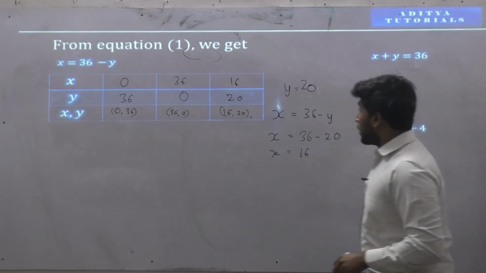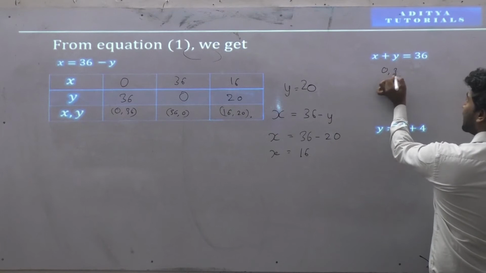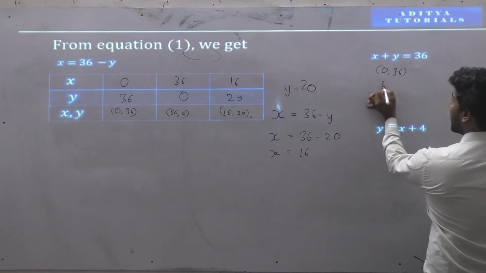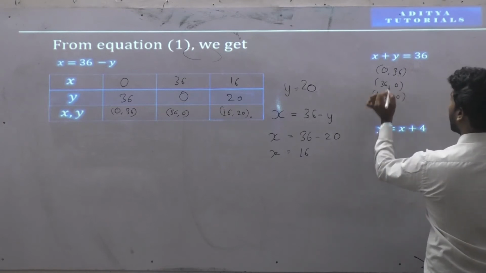Okay. Now, done with this equation 1, let me write the coordinates over here. It's 0, 36 for equation 1, it's 36, 0. And it's 16, 20. Okay, period.